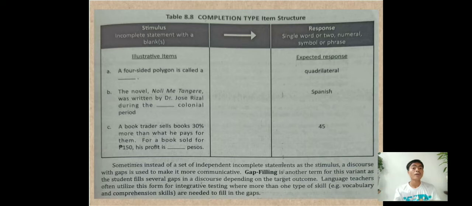So that is our stimulus, an incomplete statement with a blank. And then a response: the answer is either a single word or two, a numeral, symbol, or phrase. Number 2, the novel Noli Me Tangere was written by Dr. Jose Rizal during the blank colonial period. The answer is Spanish. It is an incomplete statement, so the students have to fill in the blank.